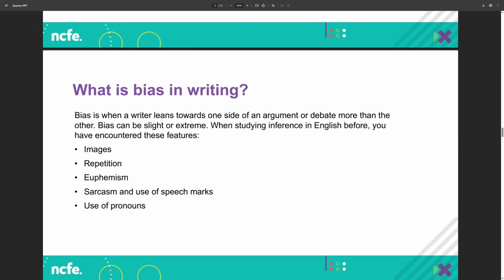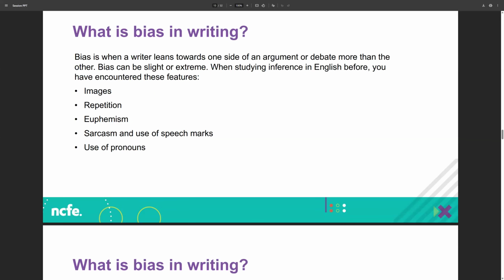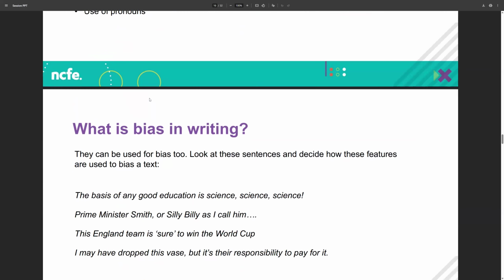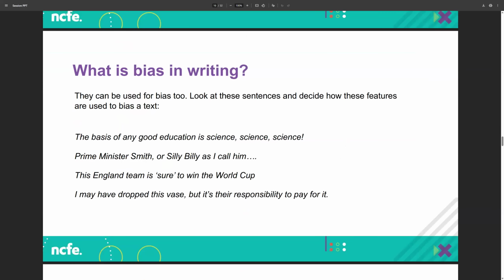So these are a few things where you could find bias, or features of bias: images, repetition, euphemism, sarcasm, the use of speech marks and the use of pronouns. We'll look into this and explain further.